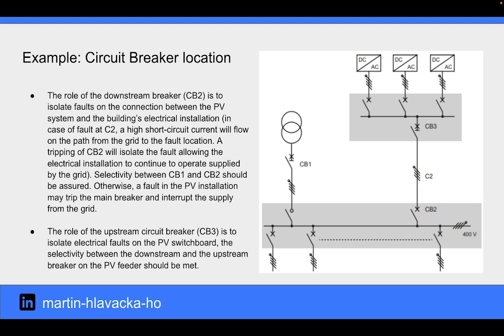The role of the downstream breaker is to isolate faults on the connection between the PV system and the building's electrical installations. Selectivity between circuit breaker 1 and circuit breaker 2 should be assured. Otherwise, a fault in the PV installation may trip the main breaker and interrupt the supply from the grid. The role of the upstream circuit breaker is to isolate electrical faults on the PV switchboard. The selectivity between the downstream and the upstream breaker on the PV feeder should be met.